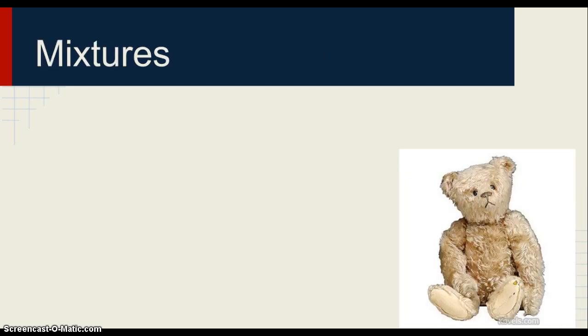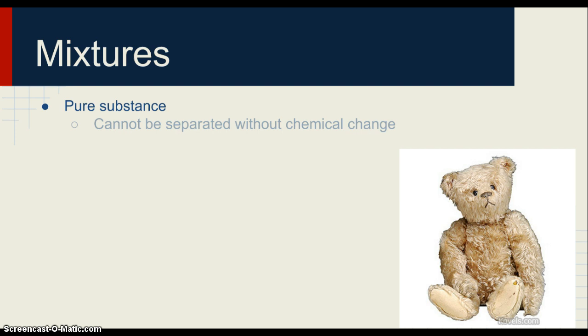One more thing that we need to talk about with properties is mixtures. We're going to talk more about mixtures in another presentation, in one where I talk about density, but there's a little bit I do need to address right now. There's a difference when we talk about properties of whether something's a pure substance or a mixture. A pure substance means it's something that cannot be separated without a chemical change. For example, water. If you've got pure water, it can't be separated. If you pour it through a filter, it's still water.